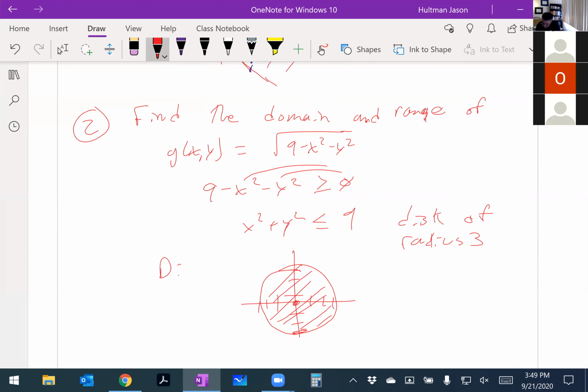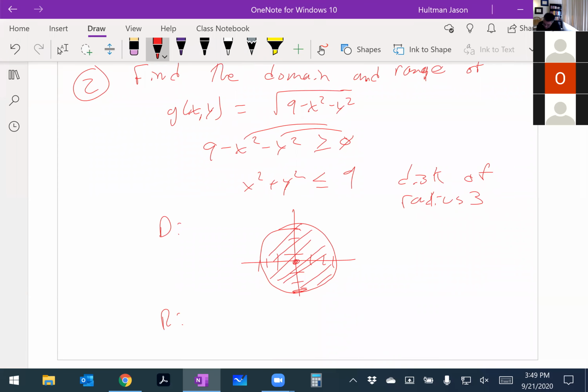Okay. Well, what about the range? So let's say that we're at this point here on the disk. Say that we're at 0, 3, right? Then what would be the function value there for g of x y? Well, g of x y would be 0, right? Because you would get 9 minus 0 minus 9, and you would get the square root of 0, which is 0. So the lowest value that I could possibly have here is going to be 0. Okay, that will be my minimum value.